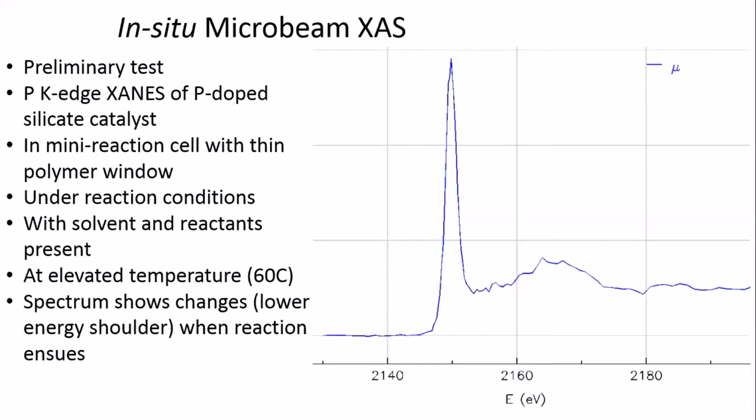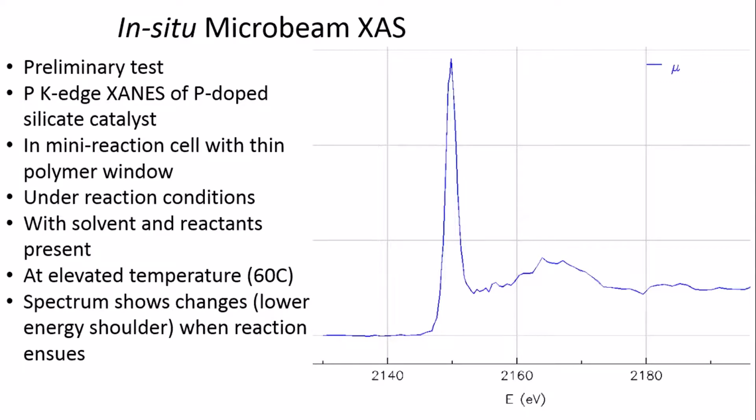The spectrum there is a phosphorus XANES. The catalyst in the cell was a phosphorus-doped silicate catalyst. There was an organic solvent there and reactants, and this was done at an elevated temperature of 60 C. So it's not at extreme conditions, but it's real reaction conditions. If you look closely at the spectrum, you see a shoulder on the left side of the peak near the top. Pardon the quality of this because I just got it together quickly.